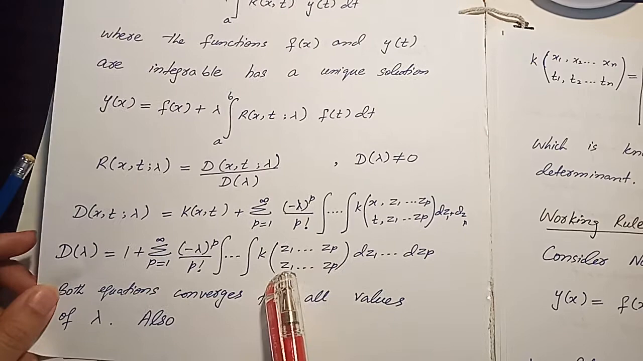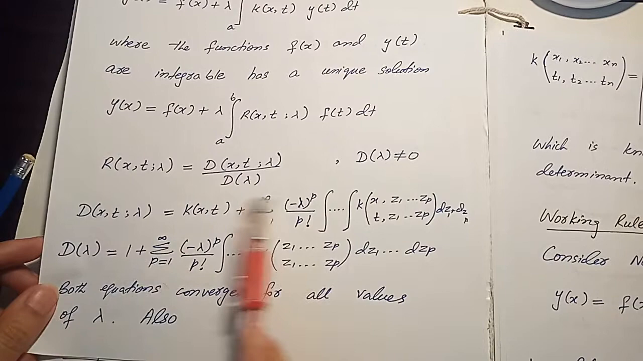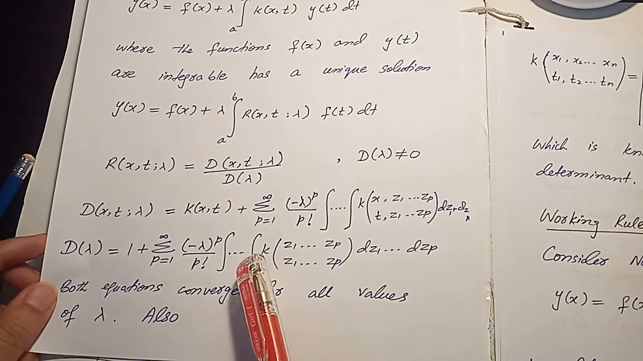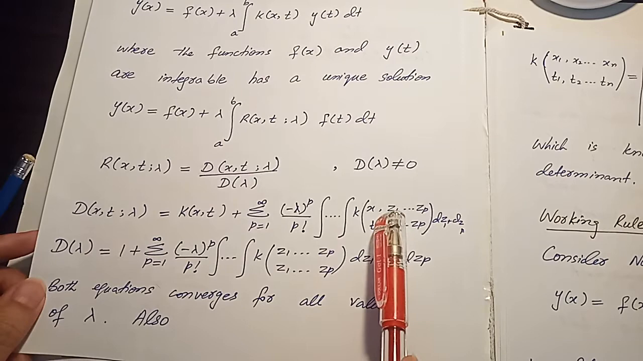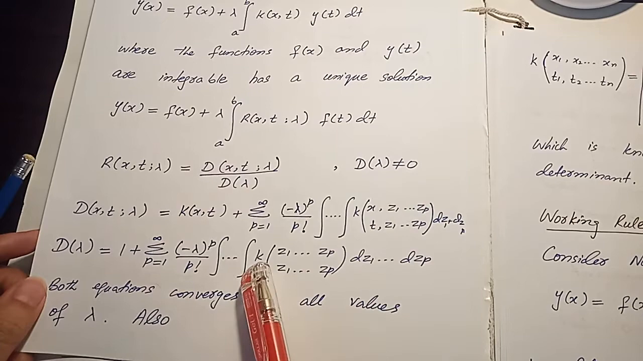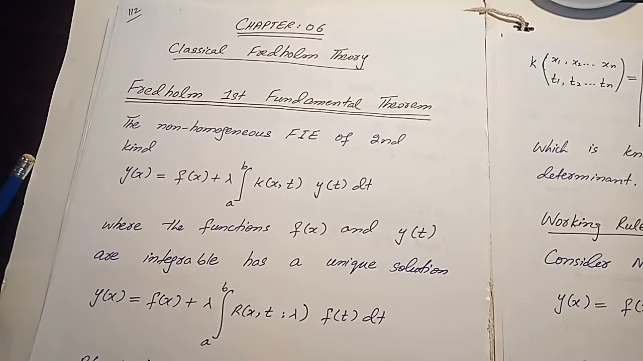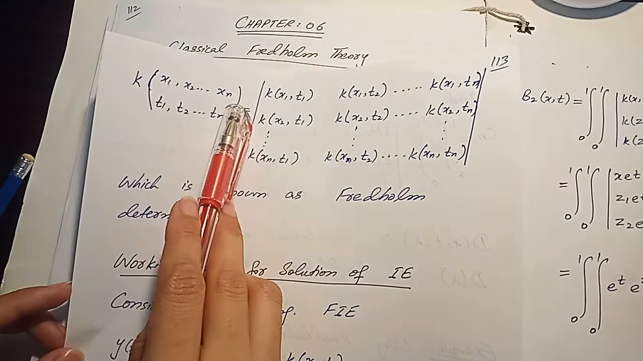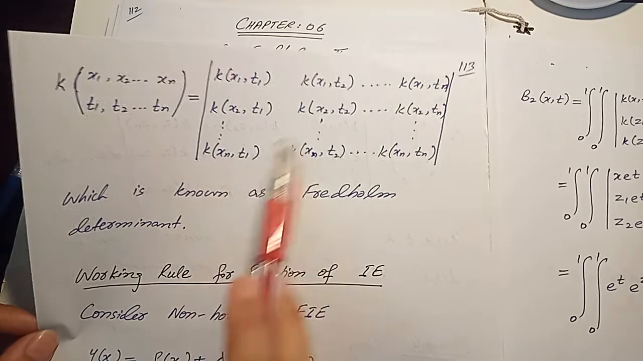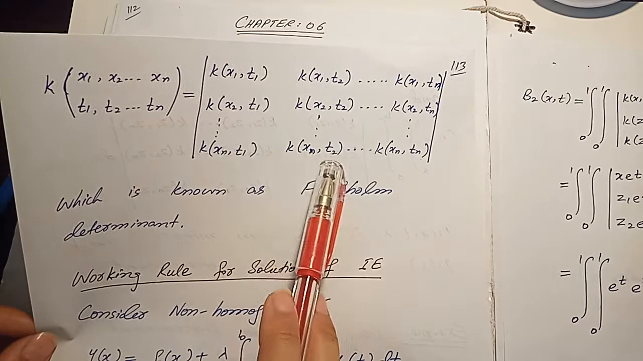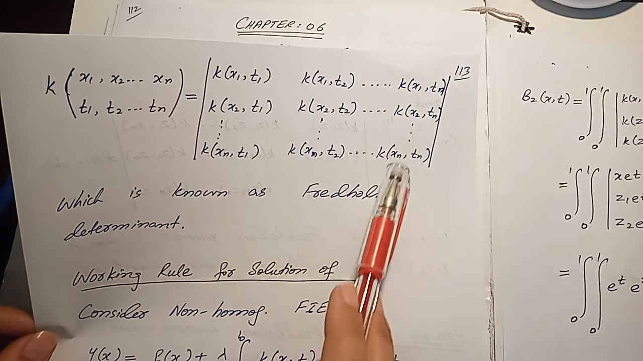Basically this looks very difficult, but it's not difficult. I will explain each and everything about how you are going to find this in the example. Both series converge for all values of lambda. Now you can see that this K of x, z1 until zp, t, z1 until zp is a determinant. I have explained it on the next page: K of x1, x2 until xn, t1, t2 until tn can be written in the form of a determinant. K of x1 t1, x2 t1 until xn t1; K of x1 t2, x2 t2, x3 t2 until xn t2; K of x1 tn, x2 tn, x3 tn until xn tn, which is known as the Fredholm determinant.